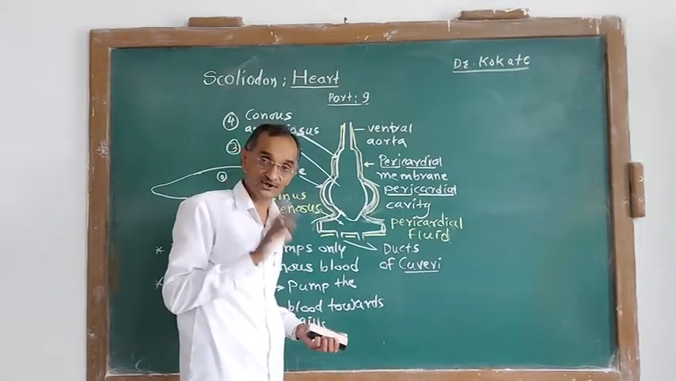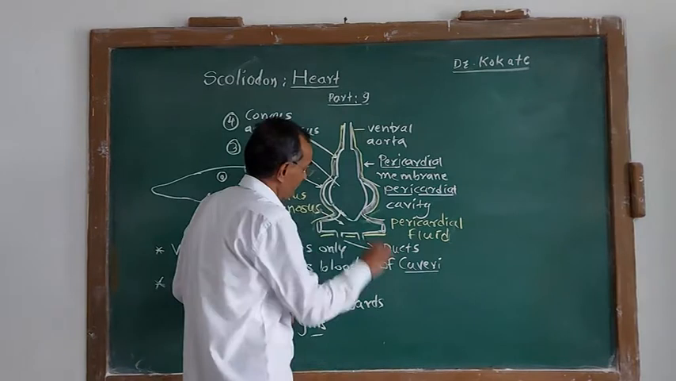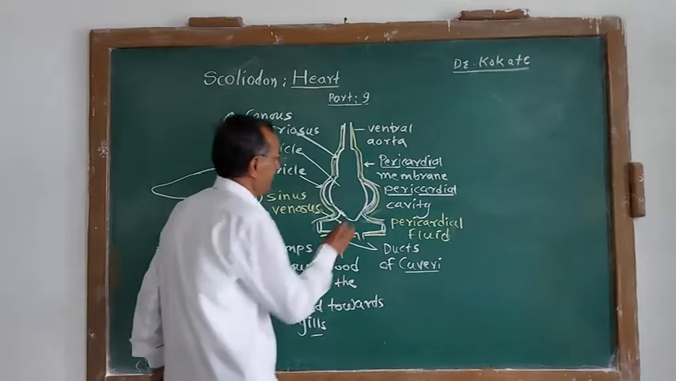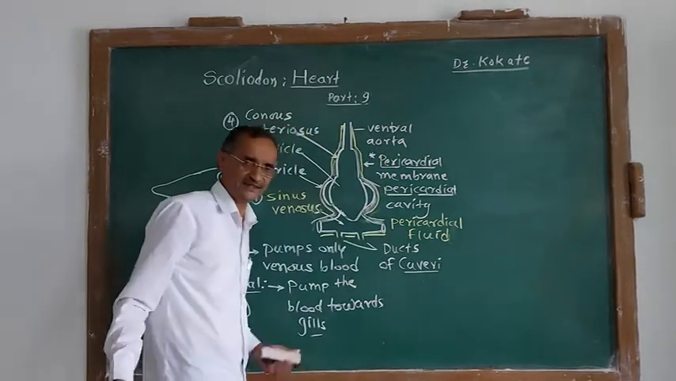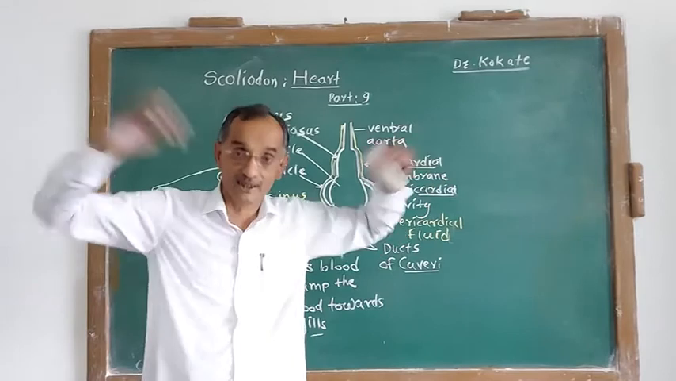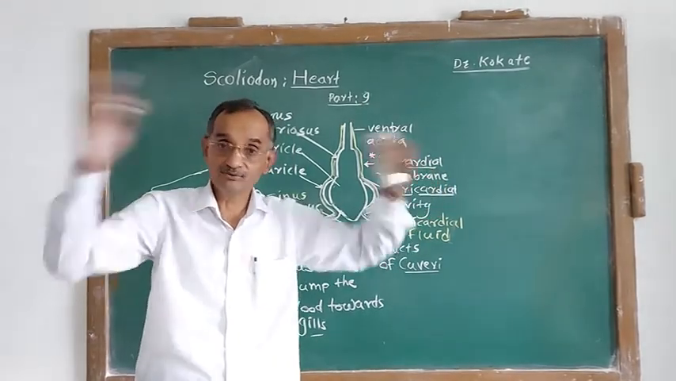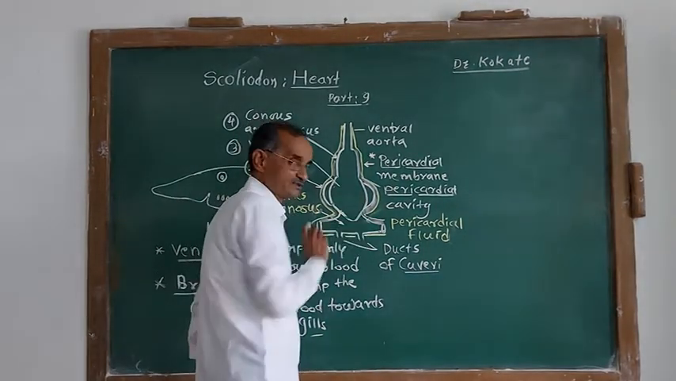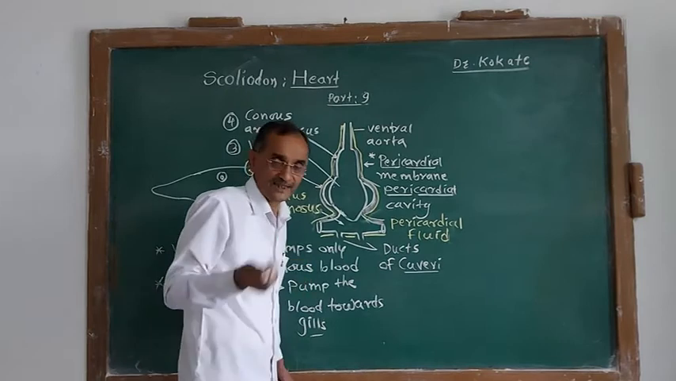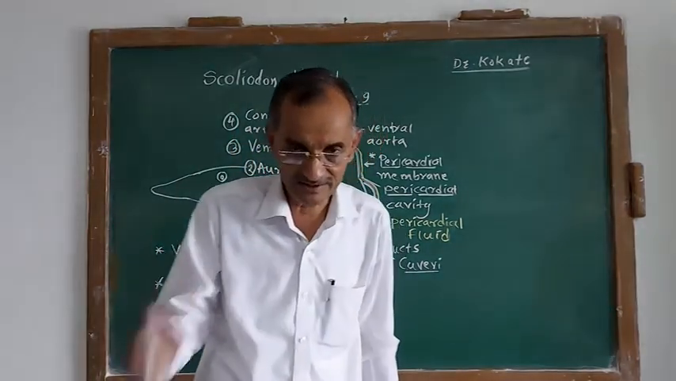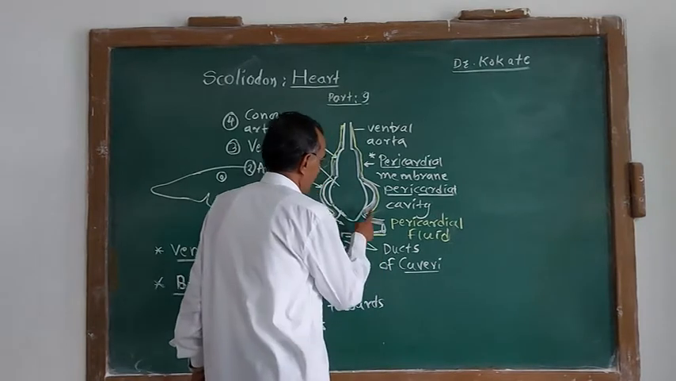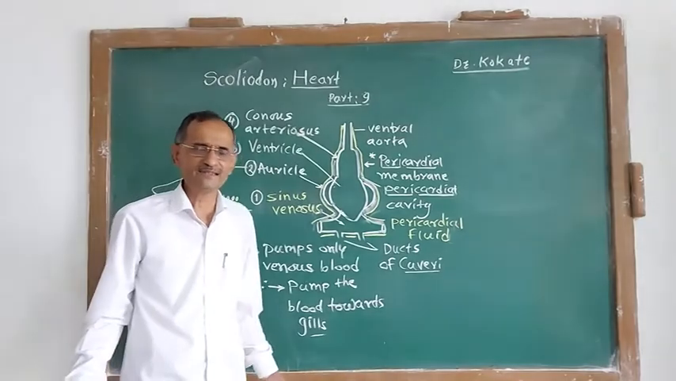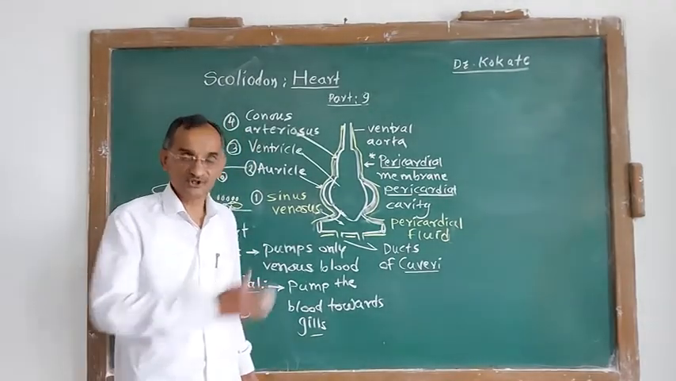So this is pericardial fluid, pericardial cavity and pericardial membrane. In the examination they may ask, what is the pericardial membrane? Very easy, a protective membrane surrounding the heart. As I told you, peri means surrounding, cardial means heart. What is the pericardial cavity? A cavity surrounding the heart. What is pericardial fluid? A fluid filled in the pericardial cavity which absorbs external shock.